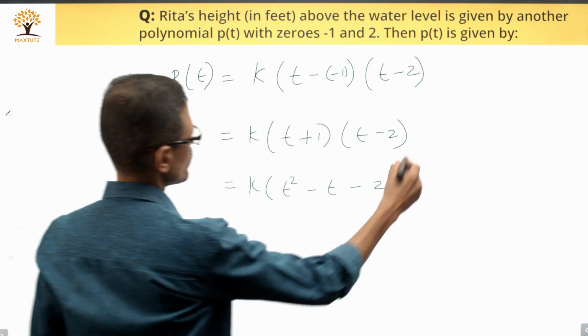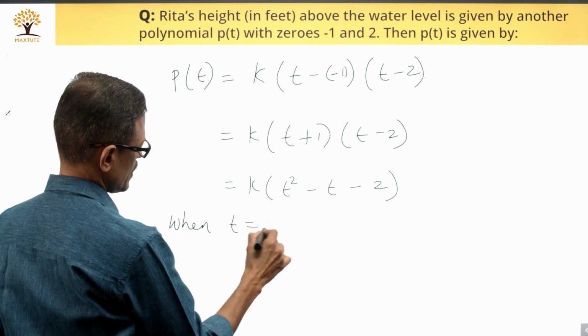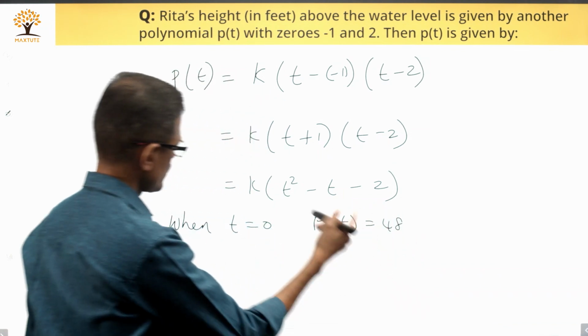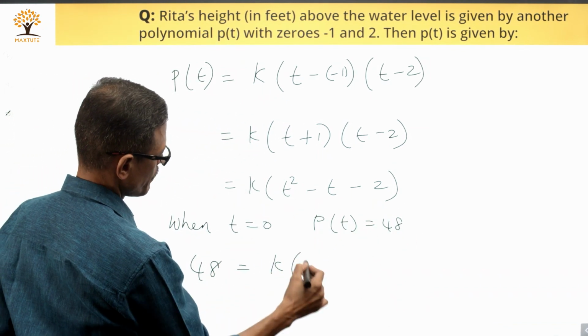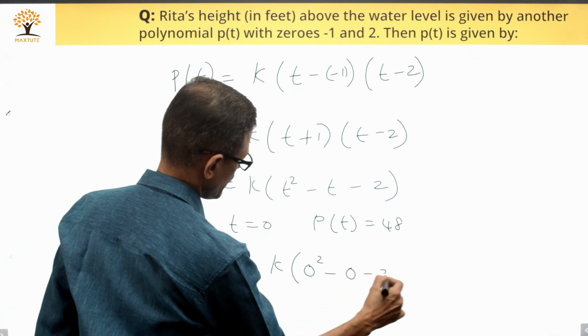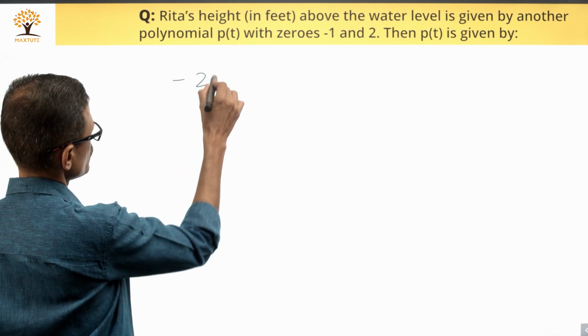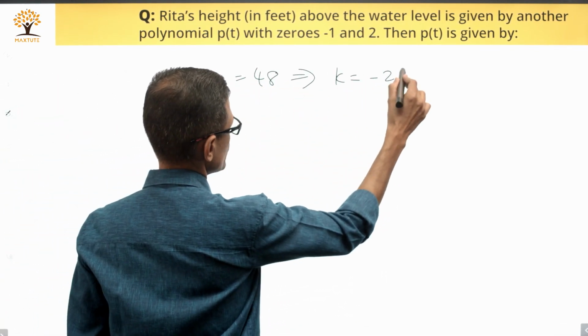When t is equal to 0, we know that p of t is equal to 48. Substitute that here. So 48 is the value of p of t, which is equal to k into (0 square minus 0 minus 2). Minus 2k is equal to 48, or the value of k is equal to minus 24.